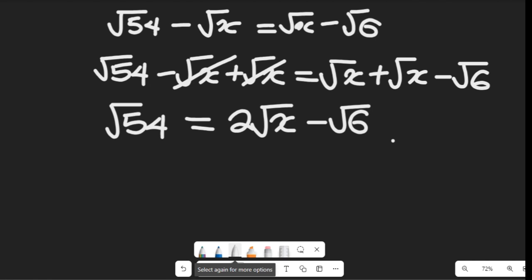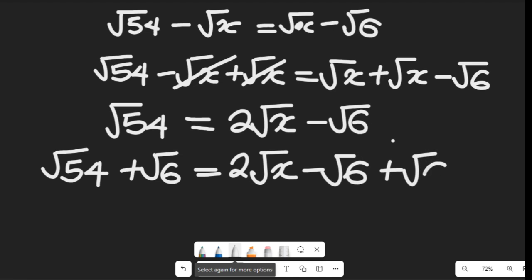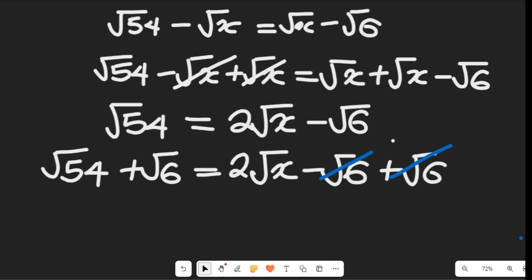Let us add the square root of 6 to both sides. That way, we can eliminate the square root of 6 from the right hand side. So that will give us the square root of 54 plus the square root of 6 equal to 2 root x minus the square root of 6 plus the square root of 6. That way, 6 can easily clear off 6, and then we'll be left with what? 2 square root of x.